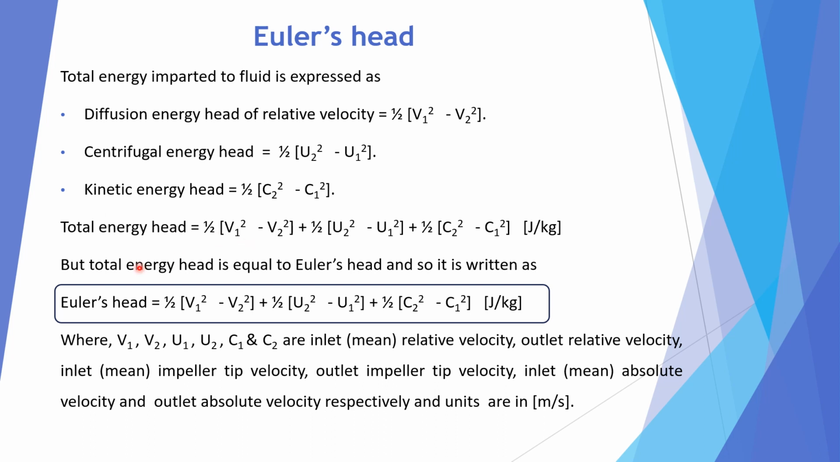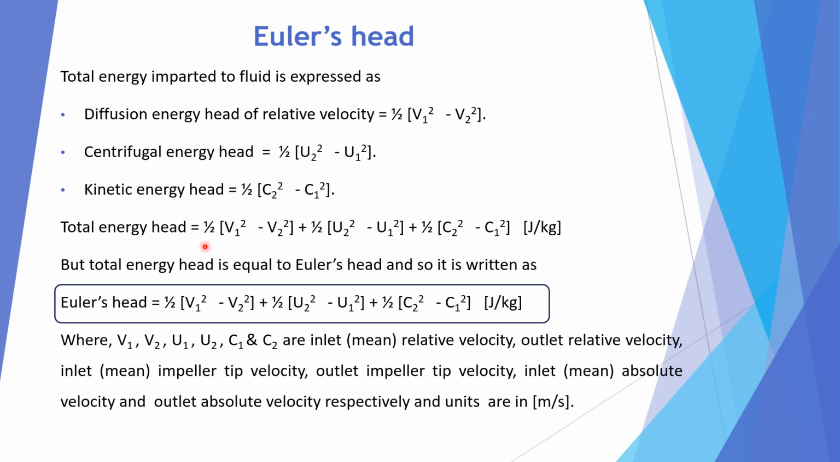So total energy head is the summation of all three, that is, diffusion energy head plus centrifugal energy head plus kinetic energy head. If you add up: half into (V1 square minus V2 square) plus half into (U2 square minus U1 square) plus half into (C2 square minus C1 square).